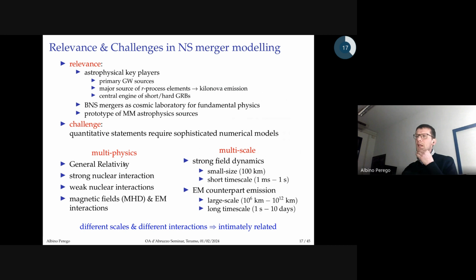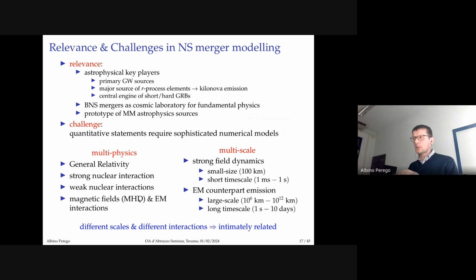And here the problem is that it's a multi-physics process, because general relativity is involved, but the equation of state is governed by the nuclear reactions. I told you that neutrinos are fundamental because they change the abundances and they regulate the evolution of the disk. And of course, magnetic field, MHD effects are also relevant. So practically all the four interactions are relevant. But in addition to that, it's a multi-scale process, because the merger happens in a box, if you want, of roughly 100 kilometers, because this is the radius of the neutron star and this is the size of the disk. And it happens on a very short time scale.